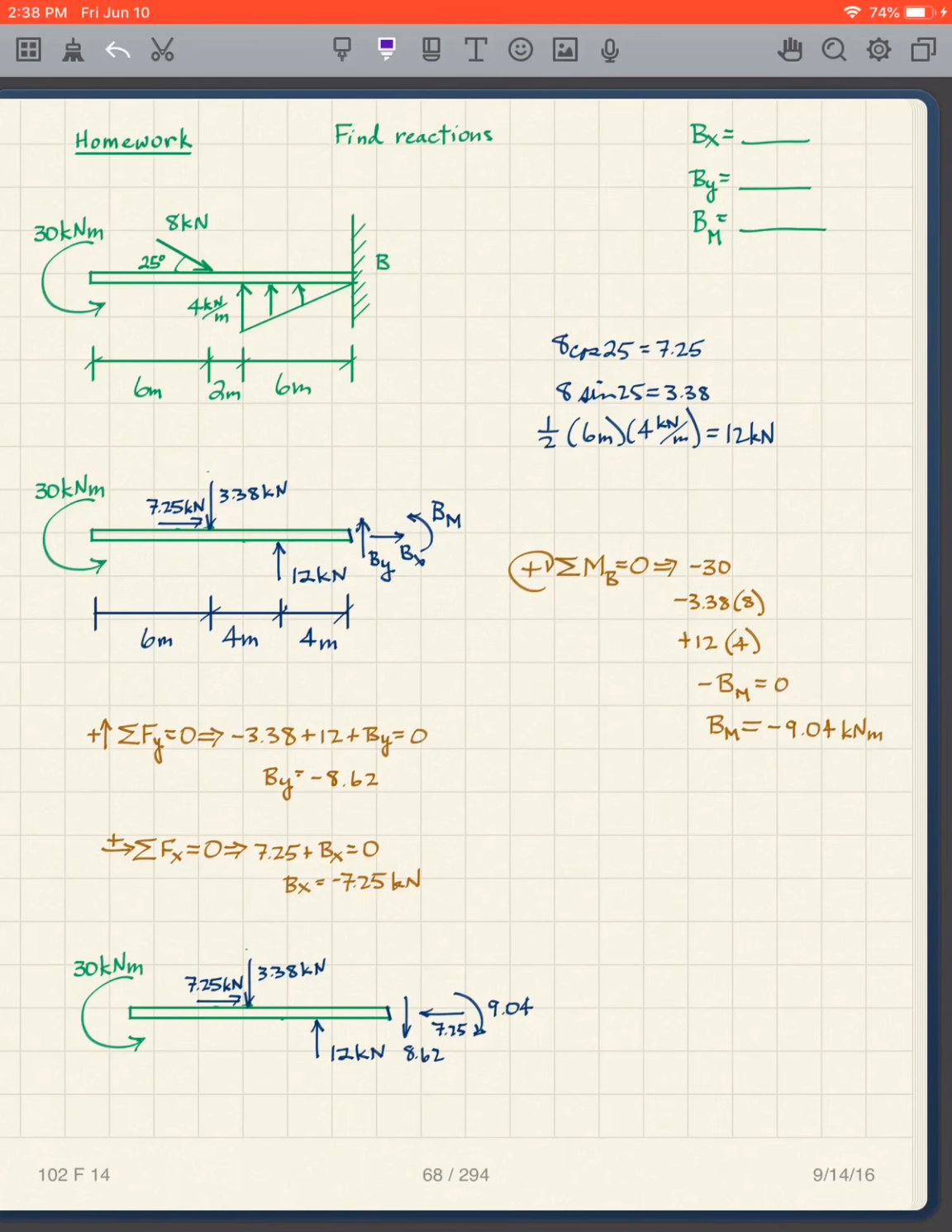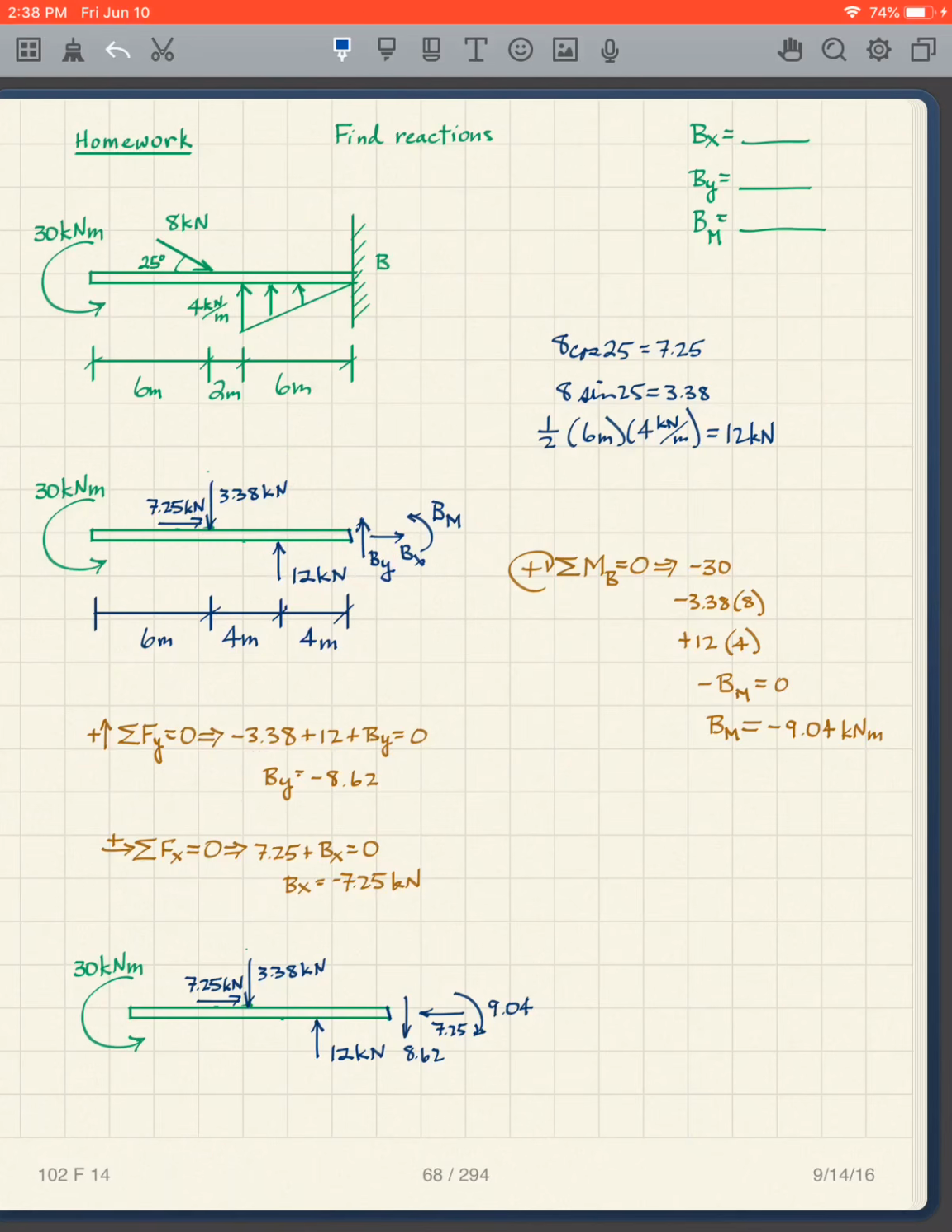That's all. And then I can take the sum of the forces in the y direction, sum of the forces in the x direction. That's fine with these cantilever beams, but it's a good idea to check it when you're all done. So, sum of the forces in the y direction, as I look here, I've got that going in the y direction, that going in the y direction, that going in the y direction. I put all 3 of those down into my equation. I solve for By, it's negative 8.62.